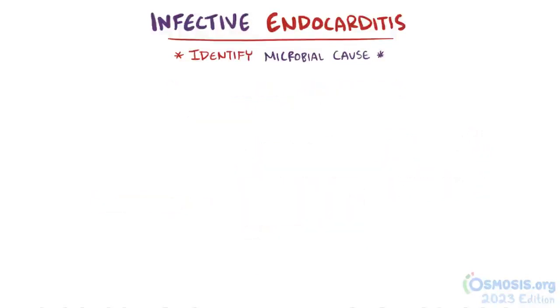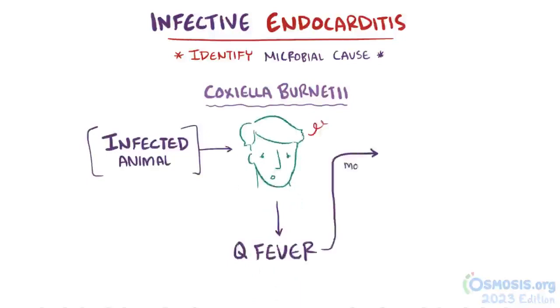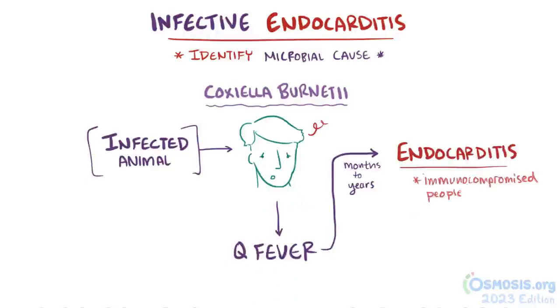An even more unusual bacteria is Coxiella burnetii, which patients typically contract after exposure to infected animals like cows, sheep, and goats. The bacteria initially causes a disease called Q fever, but months or sometimes years after the initial Q fever, they can develop endocarditis. But usually this is in high-risk people, like those that are immunocompromised, as well as pregnant women and those with pre-existing heart valve defects, which makes it tricky to diagnose unless there's a reason to suspect it.